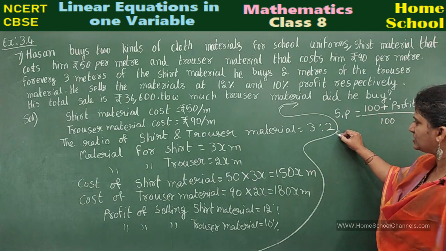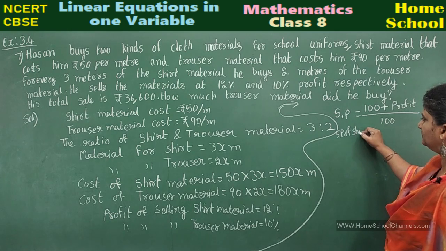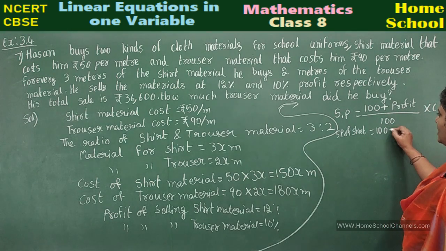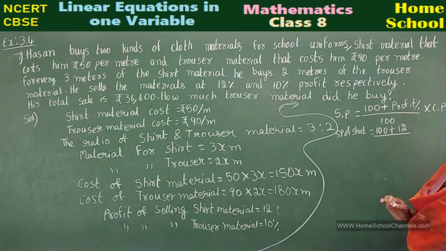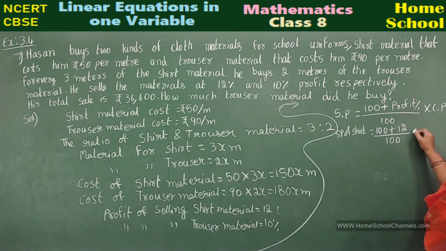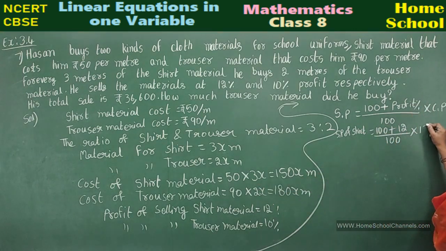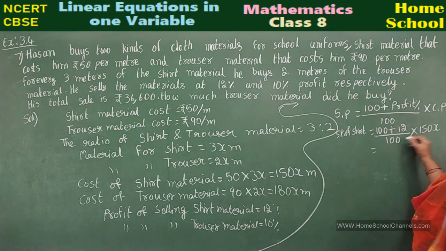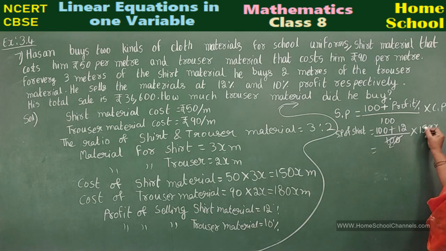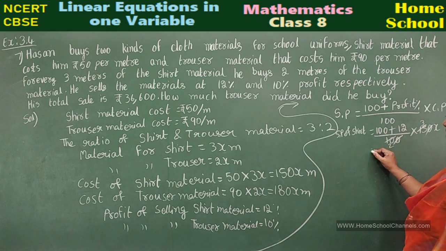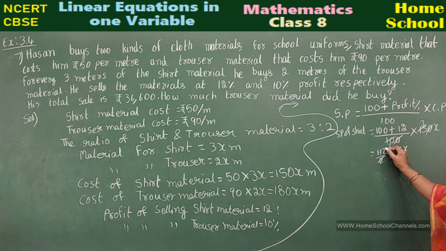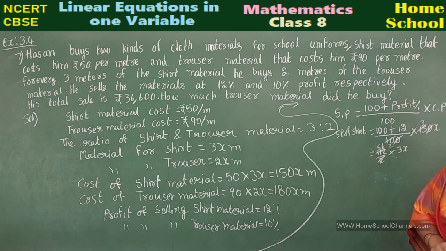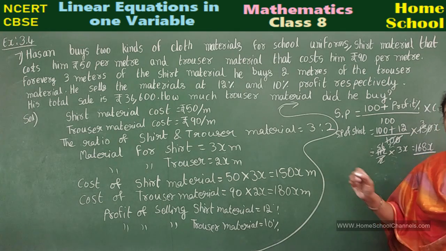Okay. So selling price of shirt is equal to (100 plus profit), and profit is how much? 12%. That is (100 plus 12) by 100 into, what is the cost price of shirt? 150x. This one, what happens? 0 cancels. 5 2s are 10, 5 3s are 15. And this will be 112 by 2 into 3x. This one again divide, 2 5s are 10, 2 6s are 12. Okay. 56 into 3, 168x. What is the total selling price of shirt? 168x.